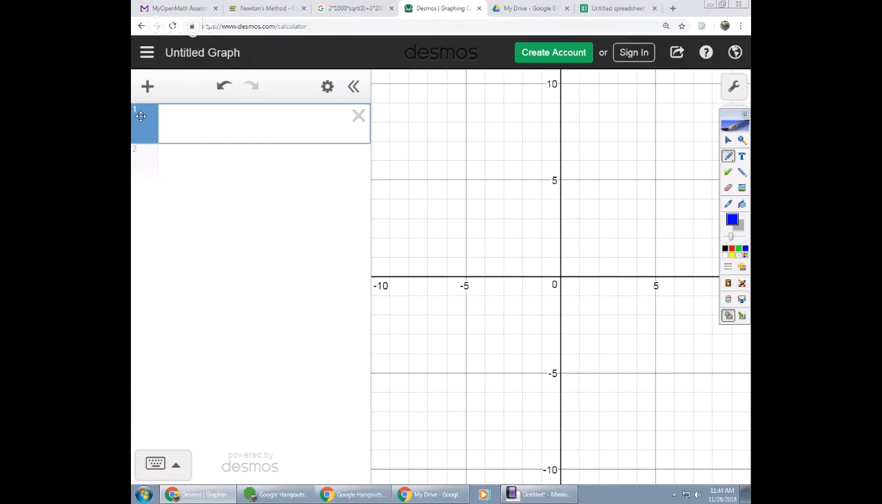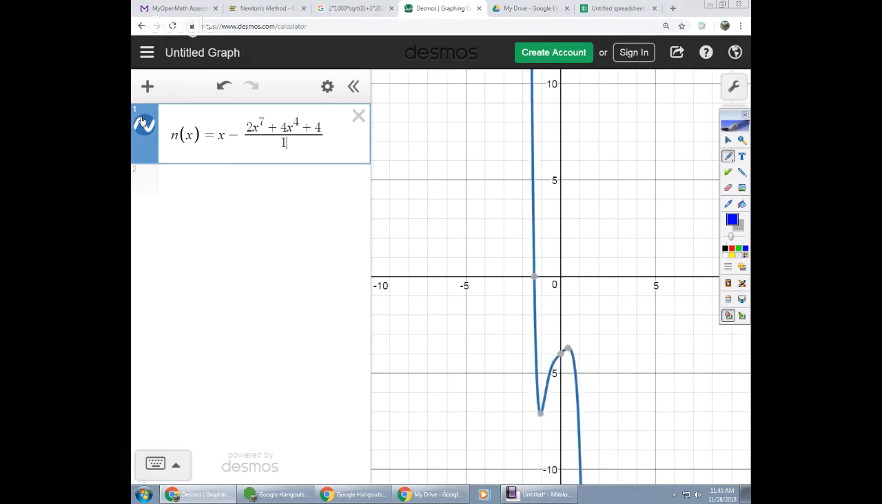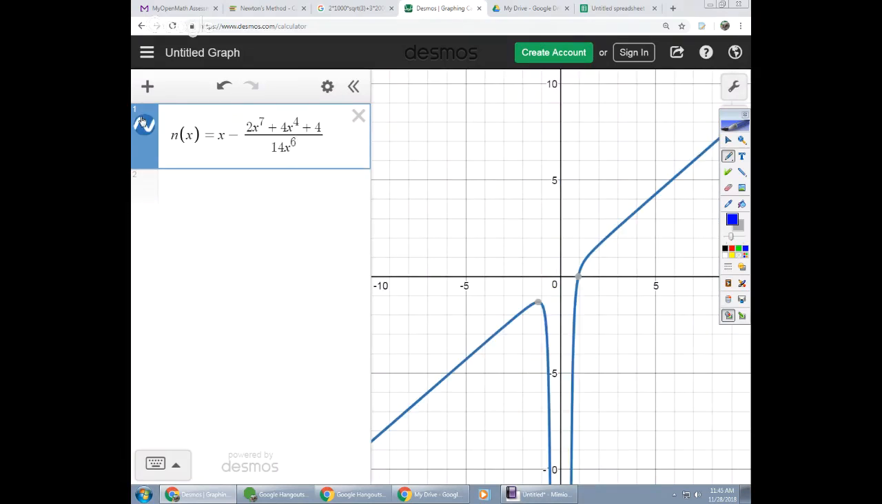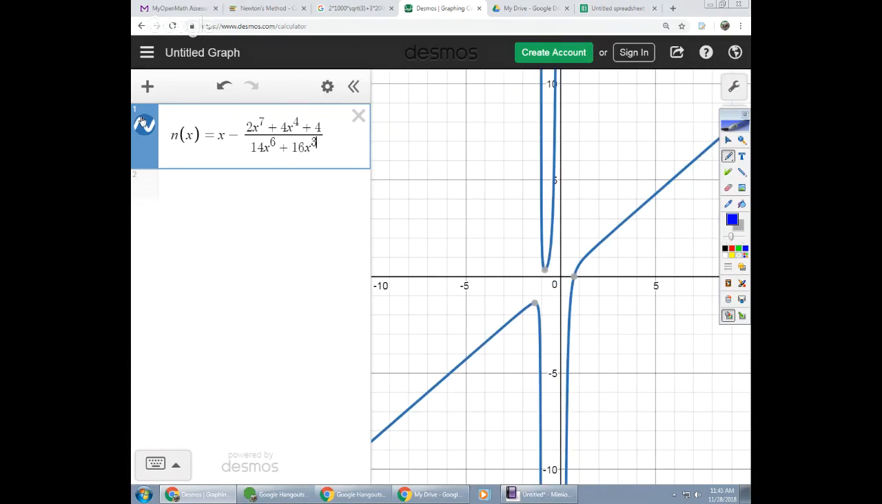Okay, Desmos. So Desmos works the same way. This time I'm going to call it n of x, n for Newton's method, equals, and then type it in just like we did: x minus fraction, and then 2x raised to the 7th plus 4x raised to the 4th plus 4, divided by 14x raised to the 6th plus 16x to the 3rd. So then there's two ways to proceed from here. One way is to just type n and enter your number.